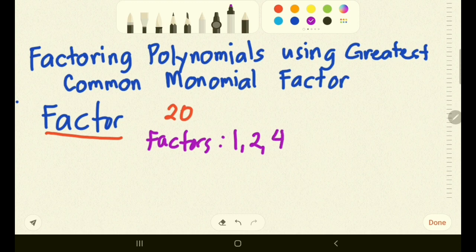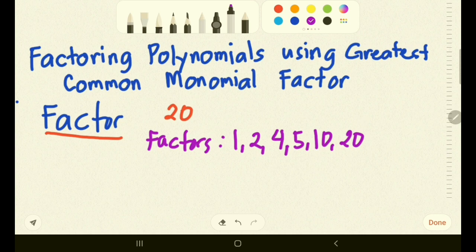Next, 4. Why? Since 20 divided by 4 is 5, that is also a whole number, no remainder. Next, 5. When you divide 20 by 5, that is 4. And next, 10. 20 divided by 10 is 2, so there is no remainder again. And the last one is 20. 20 divided by 20 is 1. So, the factors of 20 are 1, 2, 4, 5, 10, and 20.